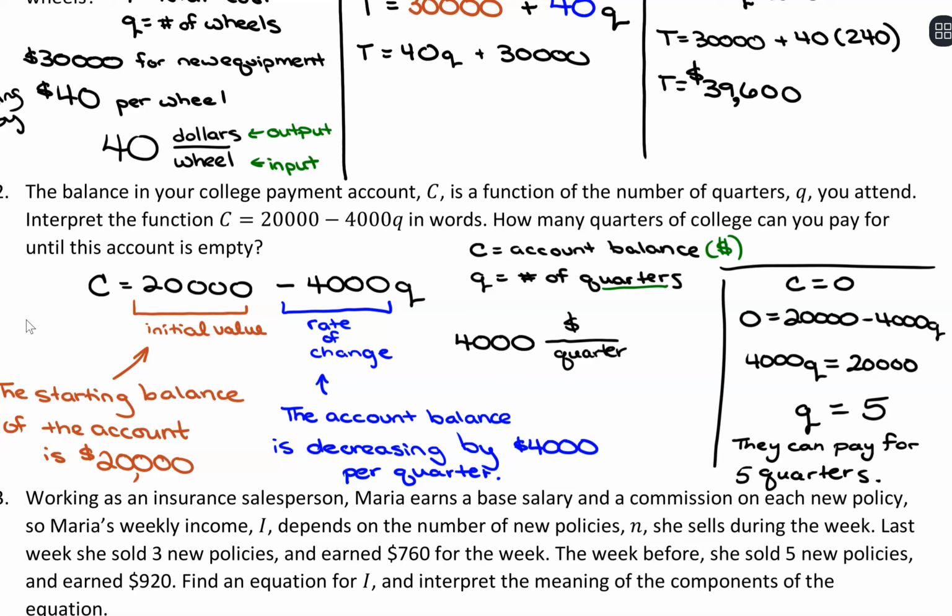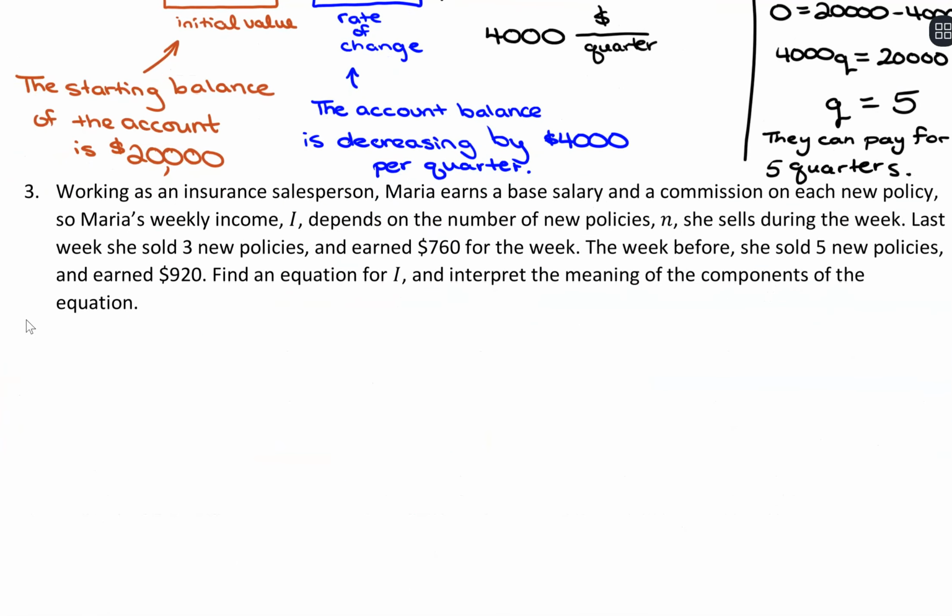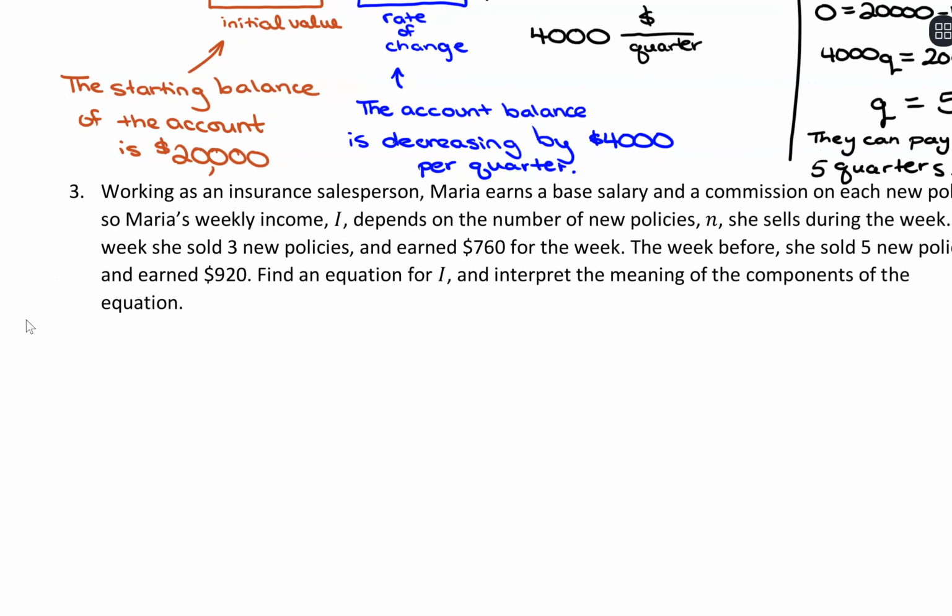Okay, one more here. So working as an insurance salesperson, Maria earns a base salary and a commission on each new policy. So Maria's weekly income, I, depends on the number of new policies, N, that she sells during the week. So let's go ahead and write down these variables. So capital I is going to represent the weekly income. And N is going to represent the number of new policies.